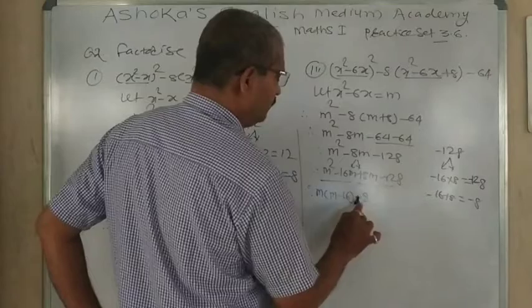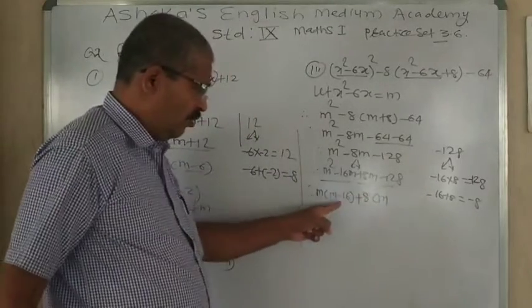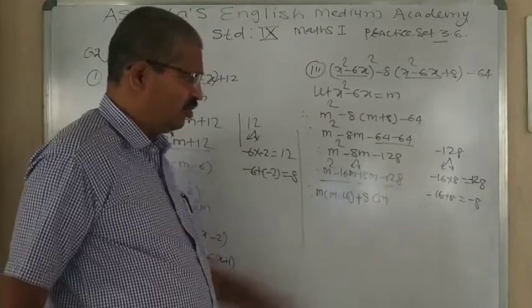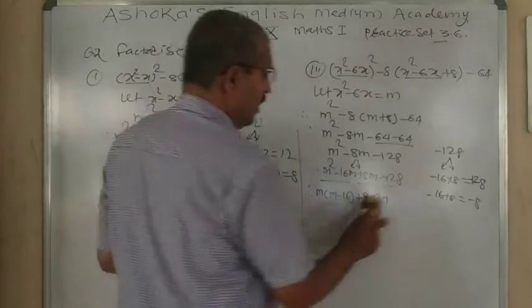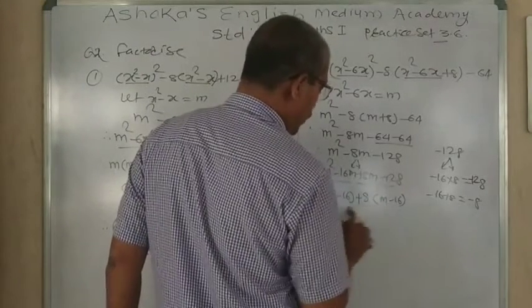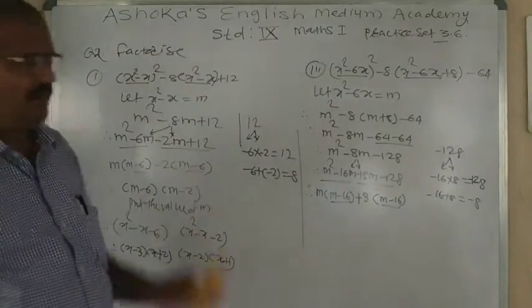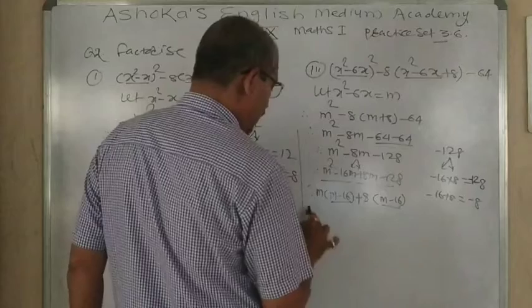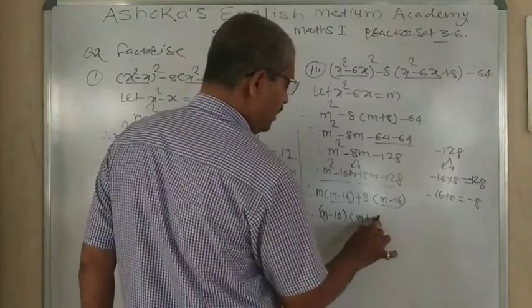Minus 8 take out or plus 8 take out? And then here you want m minus 16, so minus 16 should come. That's why there is a need to take a positive 8 only, and hence I took it. Now m minus 16, whatever is in the first bracket, you may close your eyes and write the same thing, because the same thing is coming. Hence, m minus 16 and m plus 8 are the factors.